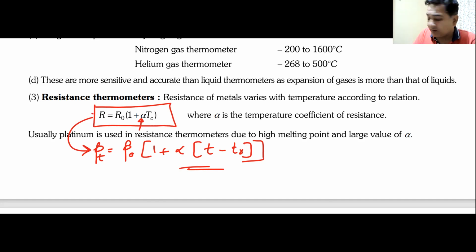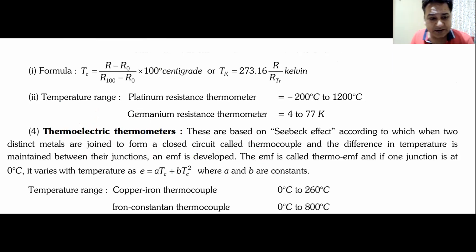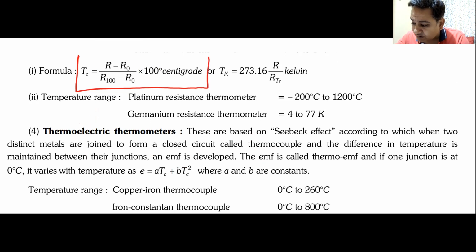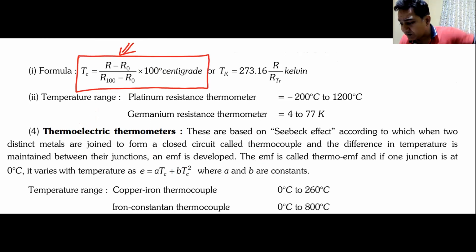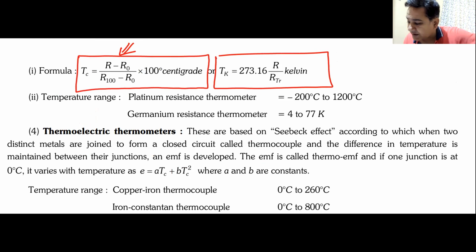And then from there, you can have this formula for the temperature in degrees Celsius in terms of the resistance of a wire. Temperature in degrees Celsius will be (R minus R naught) divided by (R100 minus R naught), multiplied by 100. Temperature on the Kelvin scale will come in this fashion. Am I clear with this?